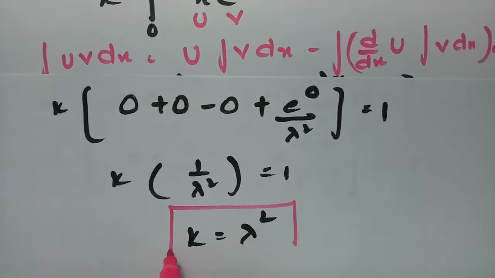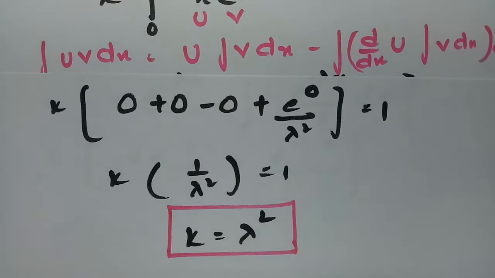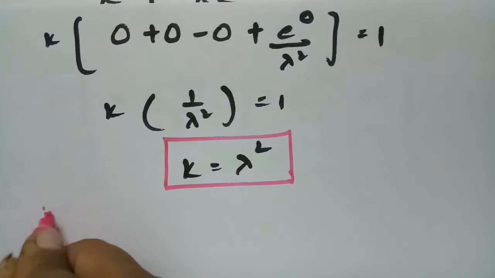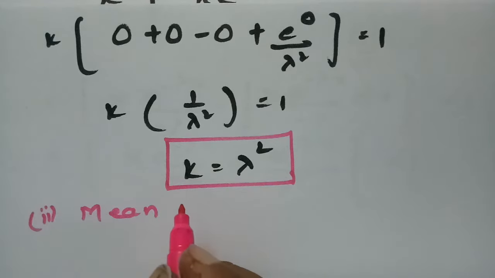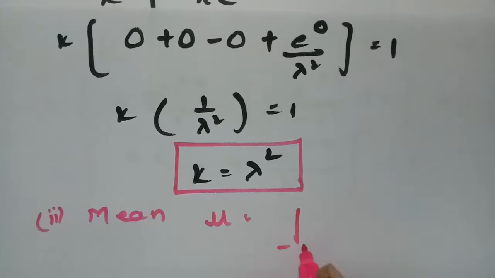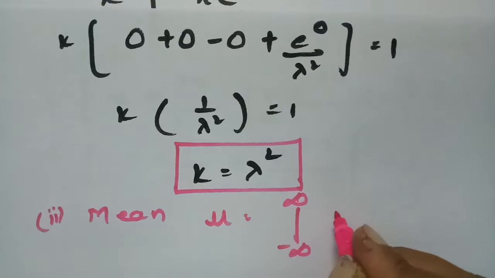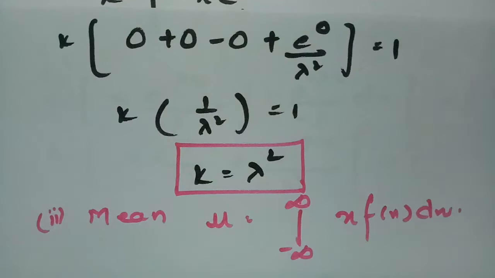So the first question is completed. They asked to determine the value of k, and that value is lambda square. The next question is to find the mean value. For finding the mean of the distribution, mu is equal to the integral from minus infinity to plus infinity of x times f of x dx.